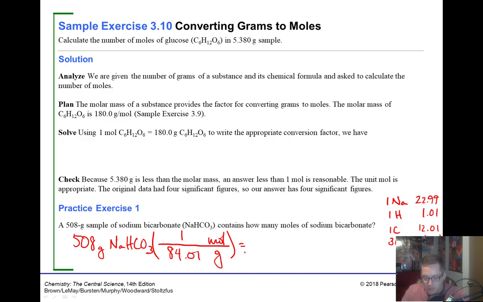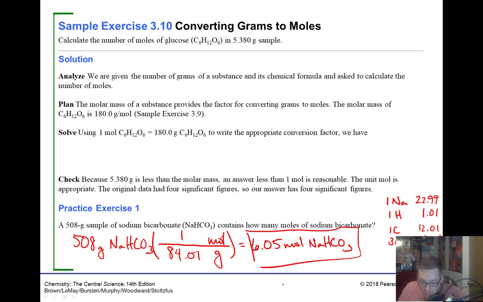So now we take 508 divided by our answer, and we get 6.05. This has 3 sig figs, so that's good. 6.05 moles of NaHCO3. Cool. NaH 22.99, I just want to make sure, 12.01, 3 times 16. All right, cool.